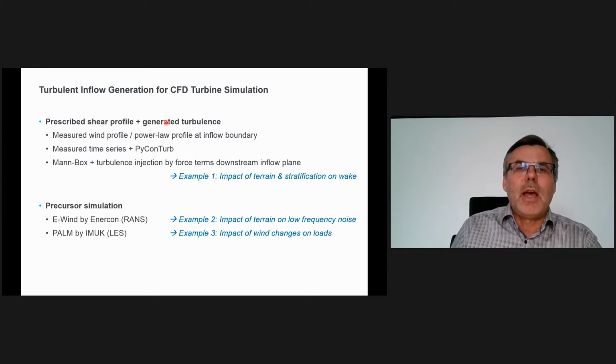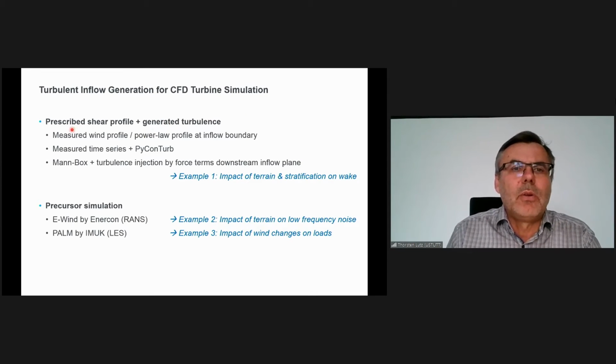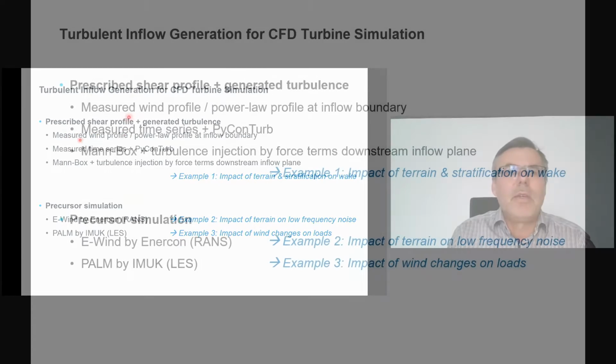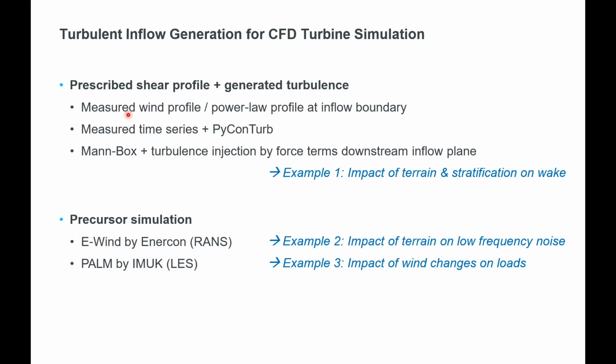So how to generate the atmospheric inflow for the detailed CFD? We have first the option that we can prescribe some shear profile at the inlet and then impose synthetic turbulence by different means. We use PyCon, but also a Mann box for turbulence generation, and we inject it into the flow field. That was used in the first example that I will give, which is on the impact of complex terrain, also of stratification, on the evolution of a wake.